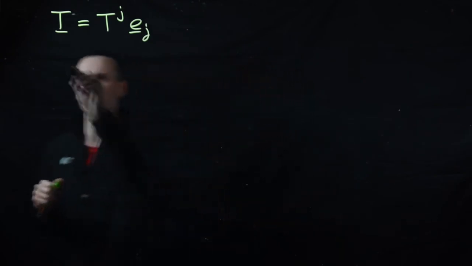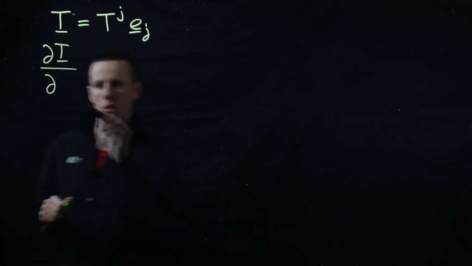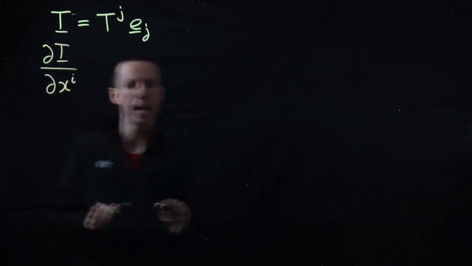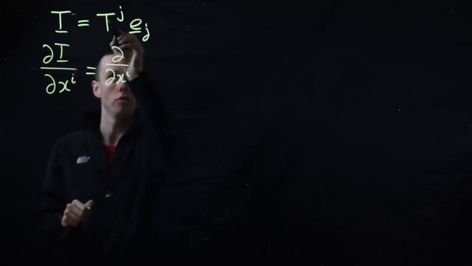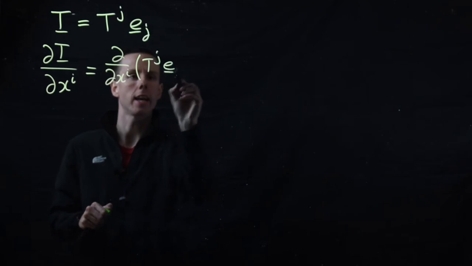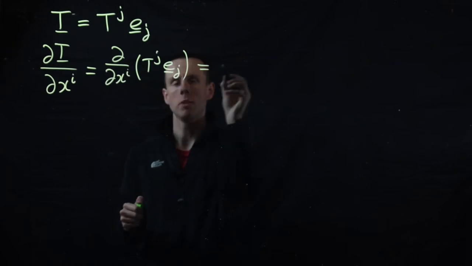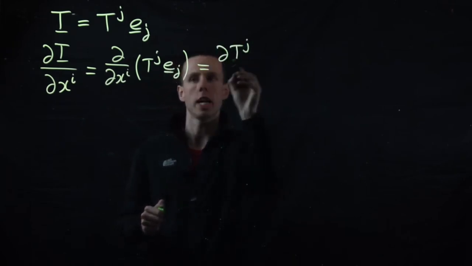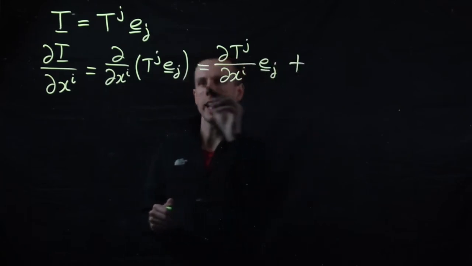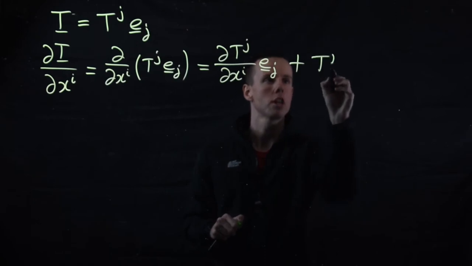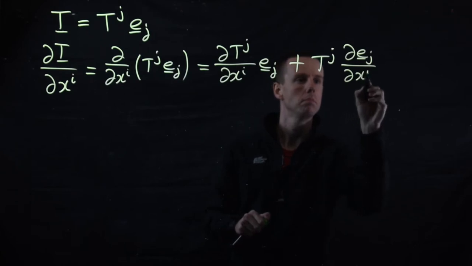Let's see what happens if we take the partial of T with respect to one of the coordinates, say coordinate x^i. Well, that's just d by dx^i of T^j e_j, and now we have to use the product rule. In the first term, let's differentiate the T^j, so dT^j by dx^i times e_j. And then in the second term, let's do it the other way around. So we have plus T^j de_j by dx^i.